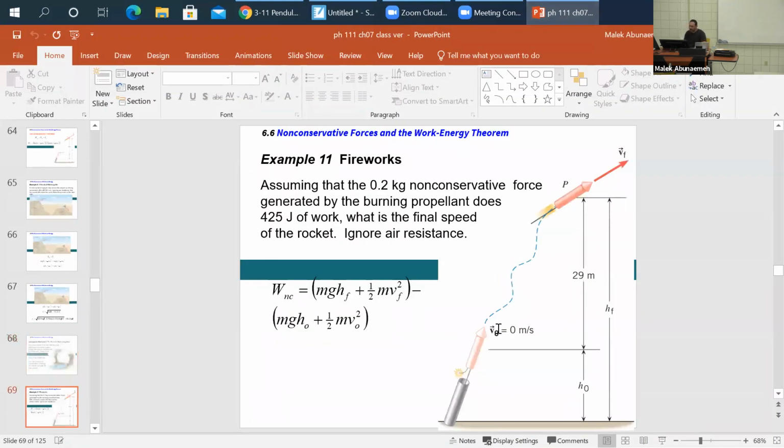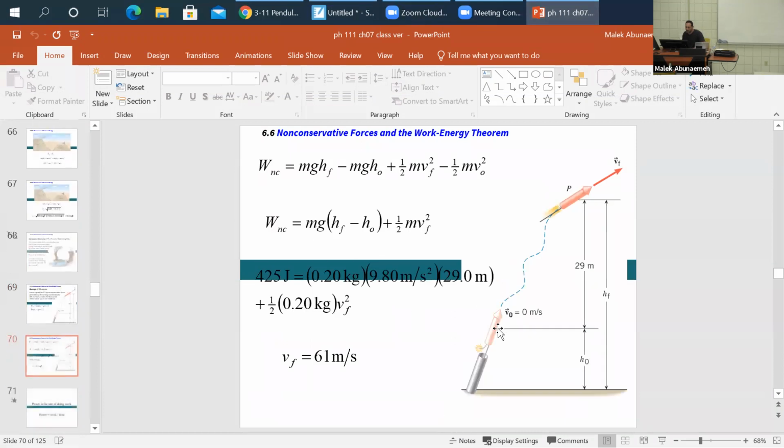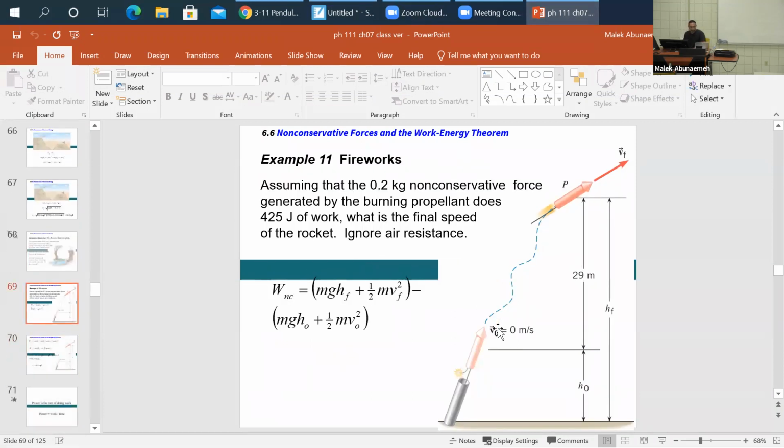Now, there's going to be another question over here. Go ahead and work on this question on your own. See if you can solve this question.